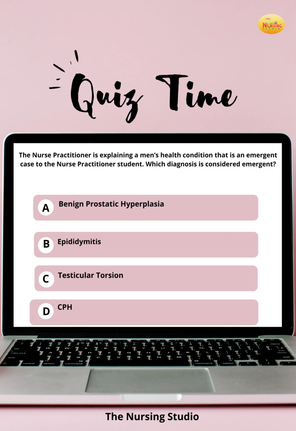And then lastly, this question states the nurse practitioner is explaining a men's health condition that is an emergent case to the nurse practitioner student. Which diagnosis is considered emergent? Is it A, BPH, the benign prostatic hyperplasia, B, epididymitis, C, testicular torsion, or D, CPH? Tell me what you got.